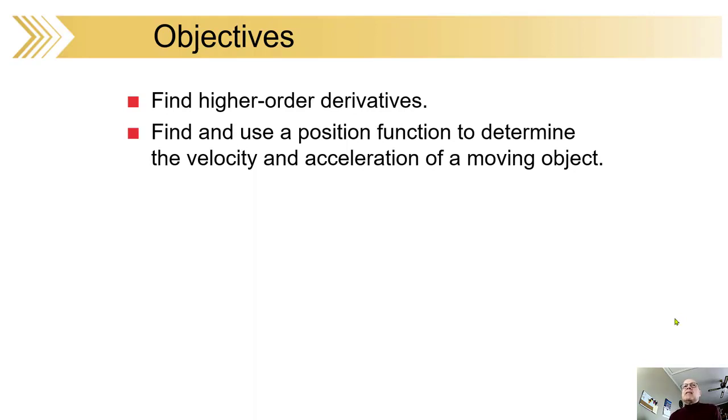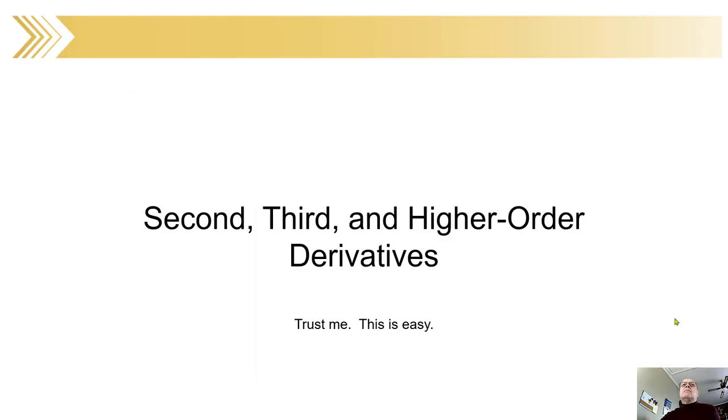Position just means from a certain place, how far away are you? Easy as that. Velocity, how fast are you going away? Acceleration, how fast are you increasing your velocity? That's the whole idea. Second, third, and other higher order derivatives. Like I say, trust me, this is easy.